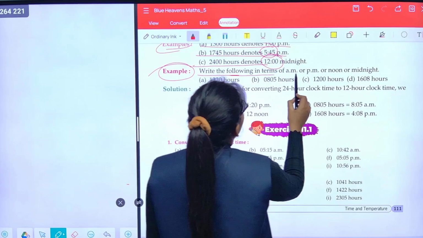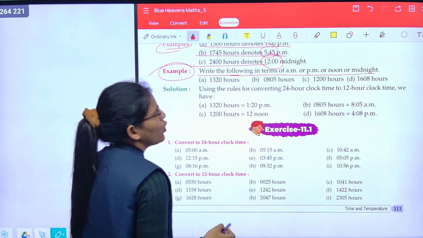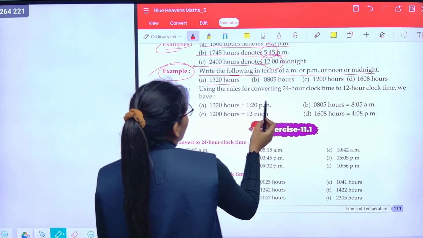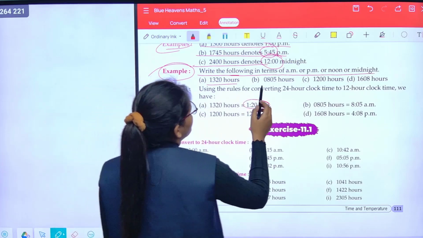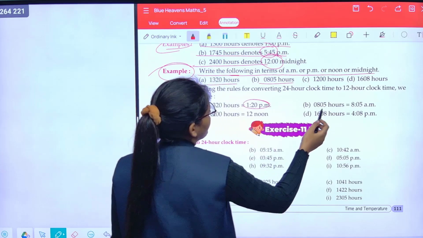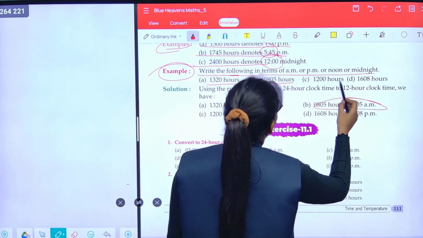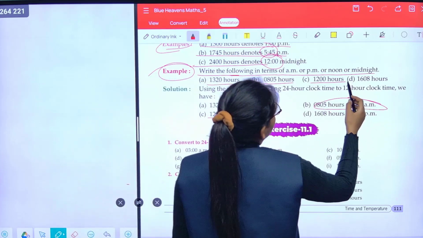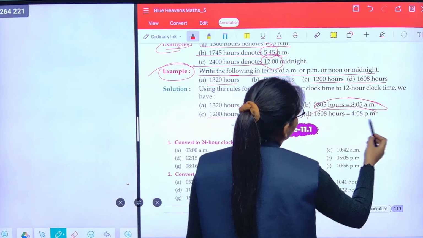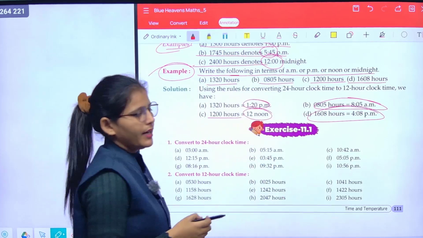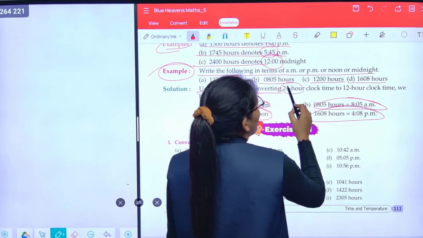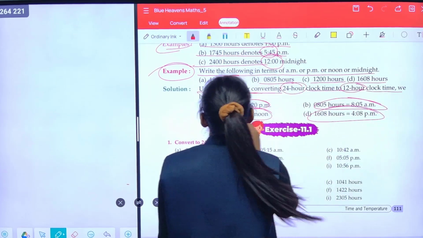Write the following in terms of AM or PM or noon or midnight. Class, 13:20, so 1:20 PM. Now 08:05, so 8:05 AM. 12 hours is 12 noon. 16:08 is 4:08 PM. Okay class, using the rules for converting 24-hour clock time and 12-hour clock time, we have done this.